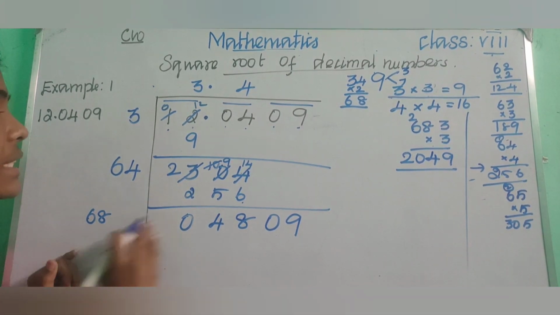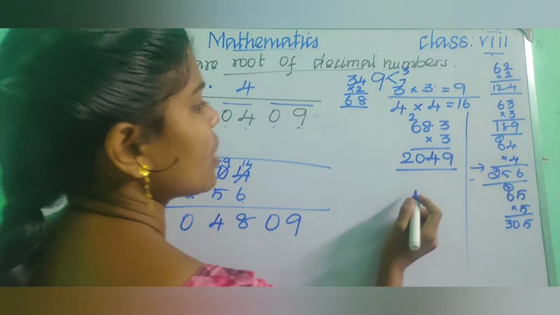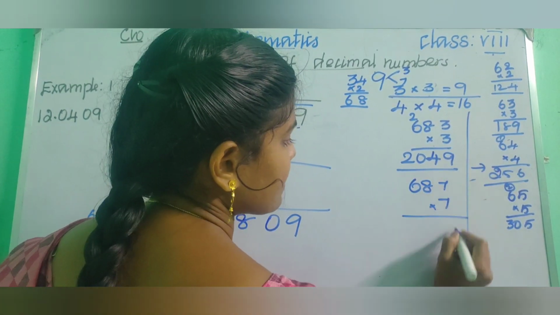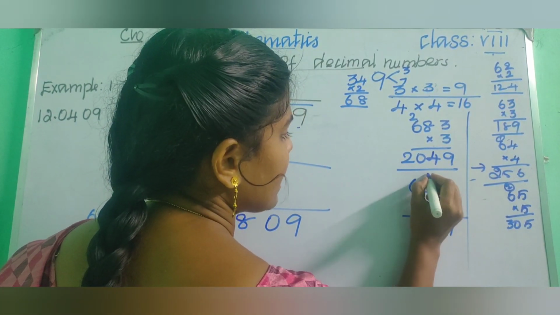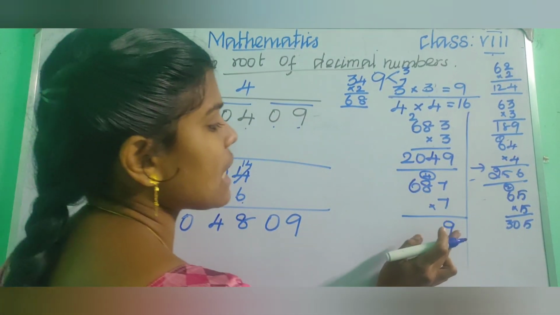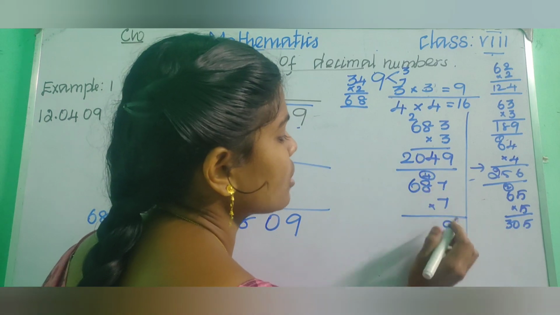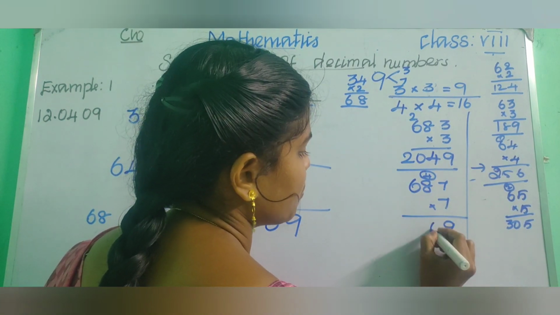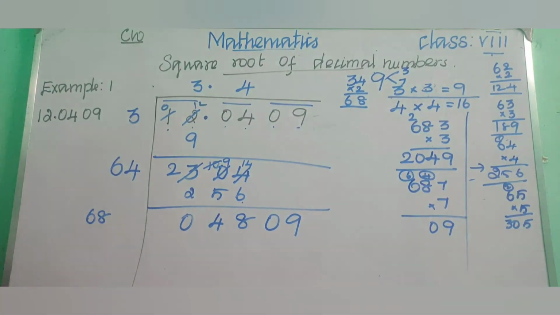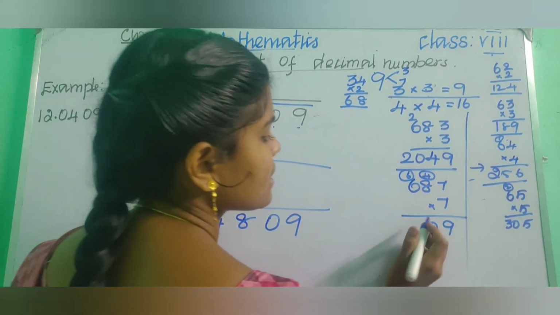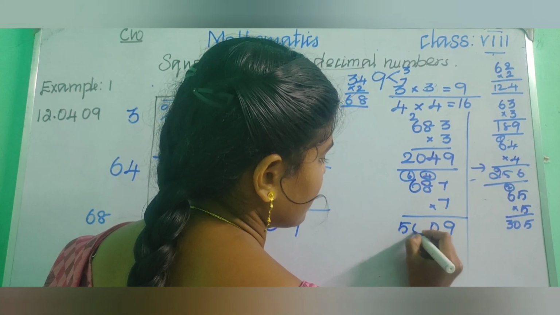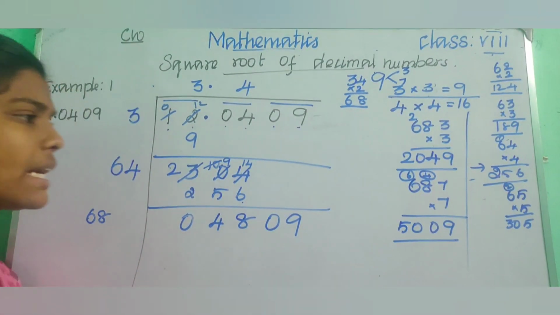So what we need to do? We need to do the next one, that is 7. Okay, so 68, 7 and 7. Okay, 7 sevens are 49. Put 9 here and 4 in the carry. Okay, so 8 sevens are 56. 56 plus 4, 60, right? So put 0 here. 6 as the carry. Okay, 6 sevens are 42.